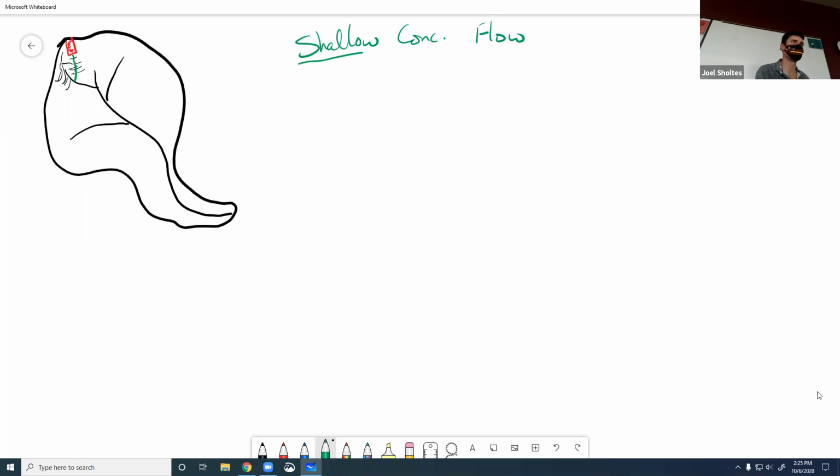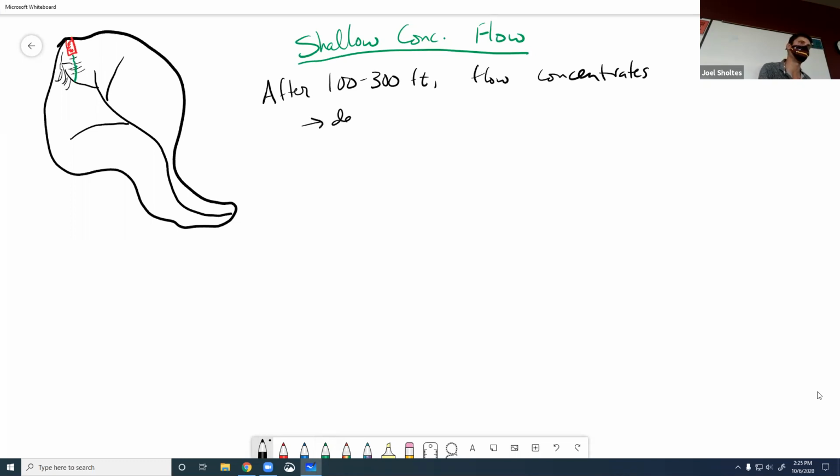And so the assumption here is that after 100 to 300 feet, the flow concentrates and starts to make these, you know, it gets a little deeper. You can kind of think of it as like rills. It's not in a channel, but it's more concentrated. And the deeper water gets, the faster it moves. So this is going to be a shorter time.